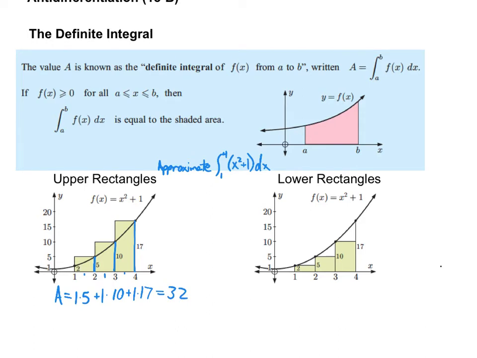As you can see, though, we've got a little bit of extra stuff that we really didn't want. So I know the actual integral from 1 to 4 is going to be smaller than 32.